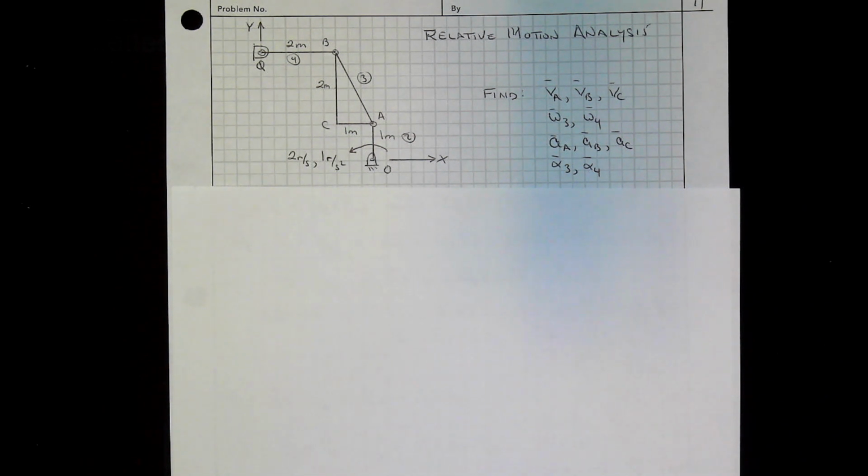So, what is relative motion analysis? It's really common sense. Basically, relative motion analysis says start from points where you know the motion, and then using relative velocity and relative acceleration, move from what you know to the points you don't know, and make them into points you know, and then just keep walking through. So we're going to do that with this problem here.